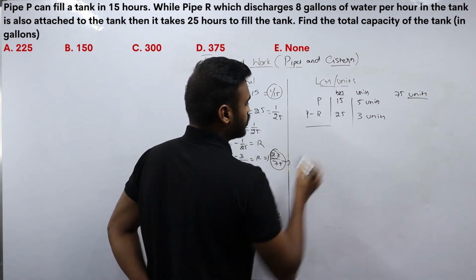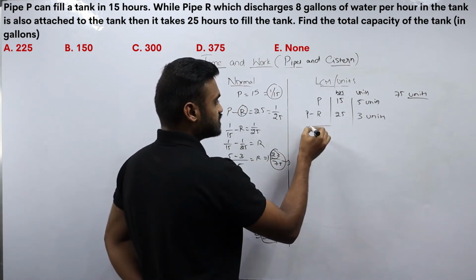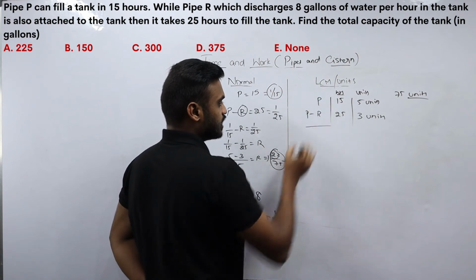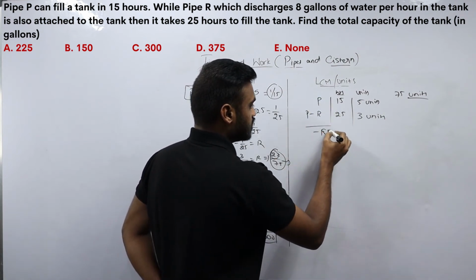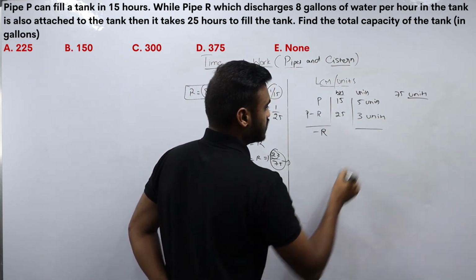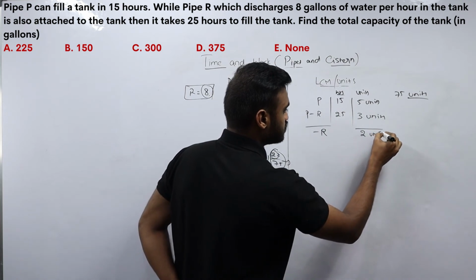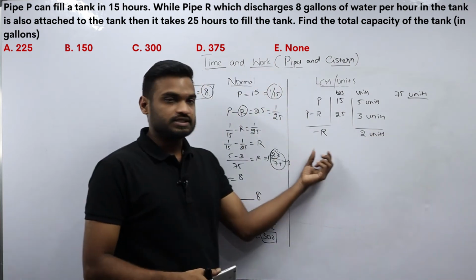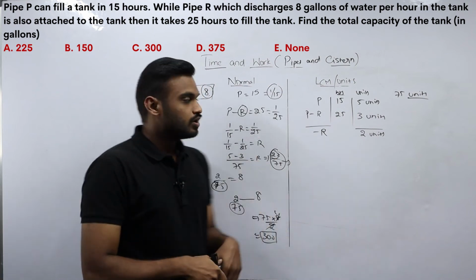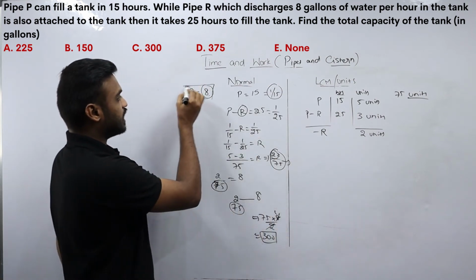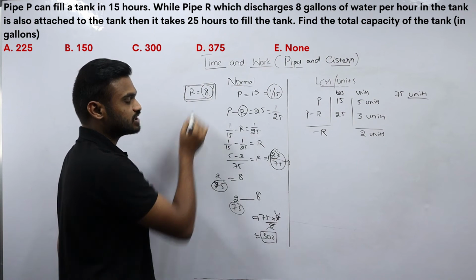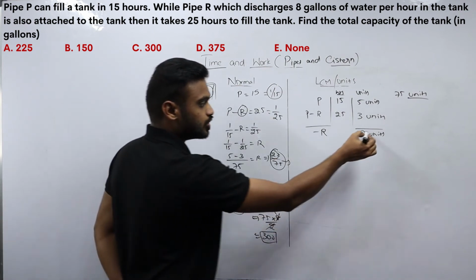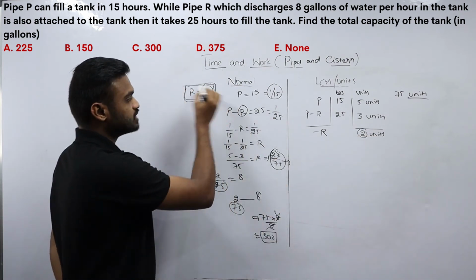Okay, now if I subtract this P from P minus R, I will get minus R equal to 5 minus 3, that is 2 units of work. Okay, so R is discharging 2 units of work per hour. And also in the question they have given that R is discharging 8 gallons of water per hour. So these 2 units will be equal to 8 gallons here.